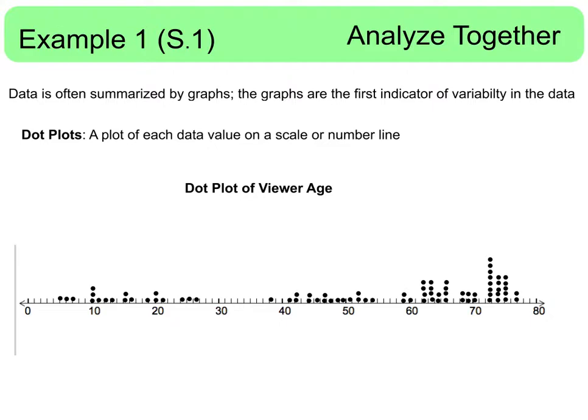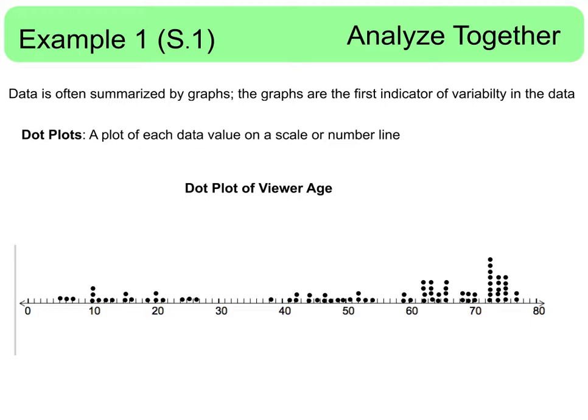So in this particular lesson, it's more of an introduction, a discussion on the differences and the similarities and answers we can come up with between a dot plot, which is what we see here, a histogram, and then a box plot. We'll take a look at this in example 1, where there are really no questions being asked, but just to define that a dot plot is a plot of each data value on a scale or a number line.